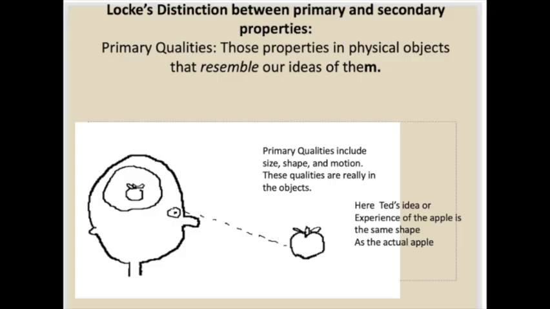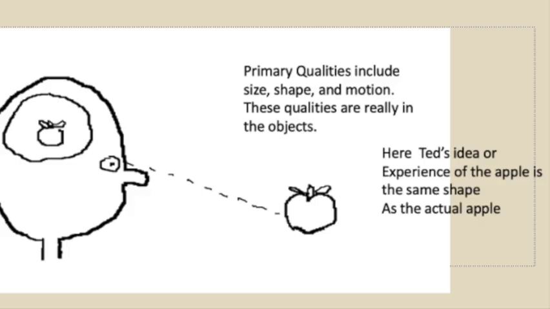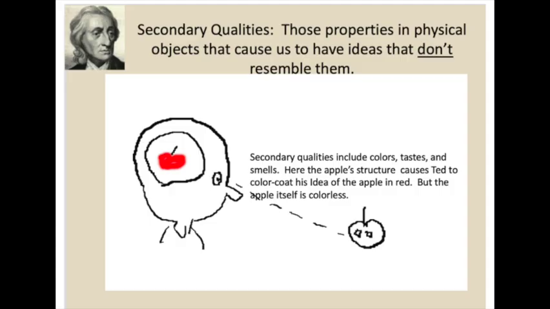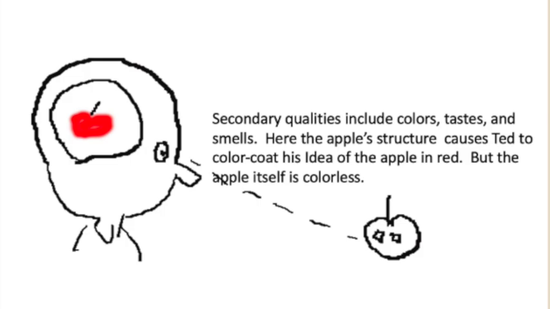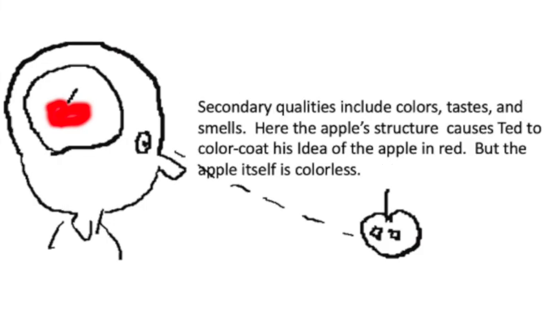Here, Ted's idea or experience of the apple is the same shape as the apple. You can see the idea in Ted's mind and the apple itself. They're both apple-shaped. Secondary qualities are those properties in physical objects that cause us to have ideas that don't resemble the objects. Secondary qualities include colors, tastes, and smells. Here, the apple's structure causes Ted to color code his idea of the apple in red. But the apple itself is colorless.